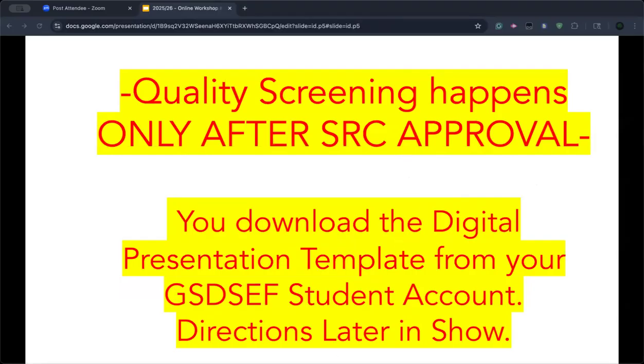Now, please note that quality screening happens only after SRC approval. So I hope all of you here today have already been SRC approved. In that case, you are free to start your project, and after you finish your project, you can start the quality screening process.